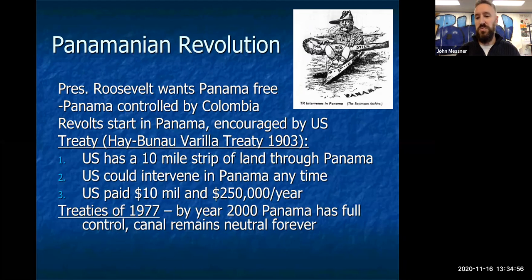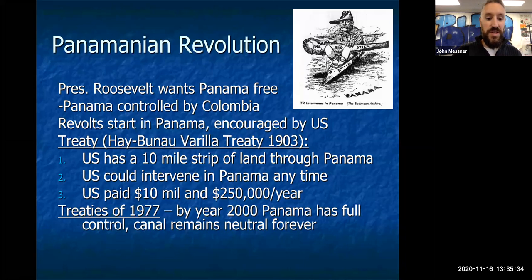Yeah, democracy is spreading. And so to compensate us for our help, Panama says, okay, yeah, you indeed can have control of this land that is eventually going to be the Panama Canal. So we are given a 10-mile strip of land through Panama to help build this canal. And then we also were given the authority to intervene in Panama anytime. And then instead of paying Colombia, we now pay Panama these great financial terms, $10 million up front and $250,000 a year, all the way up until the year 2000.